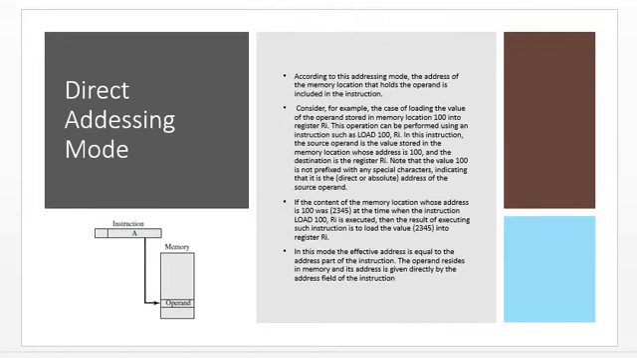So, for example, when a boy wants to ask a girl out, the one who goes and talks to the girl directly is using a direct addressing mode, in that he is taking his instruction directly to the operand.